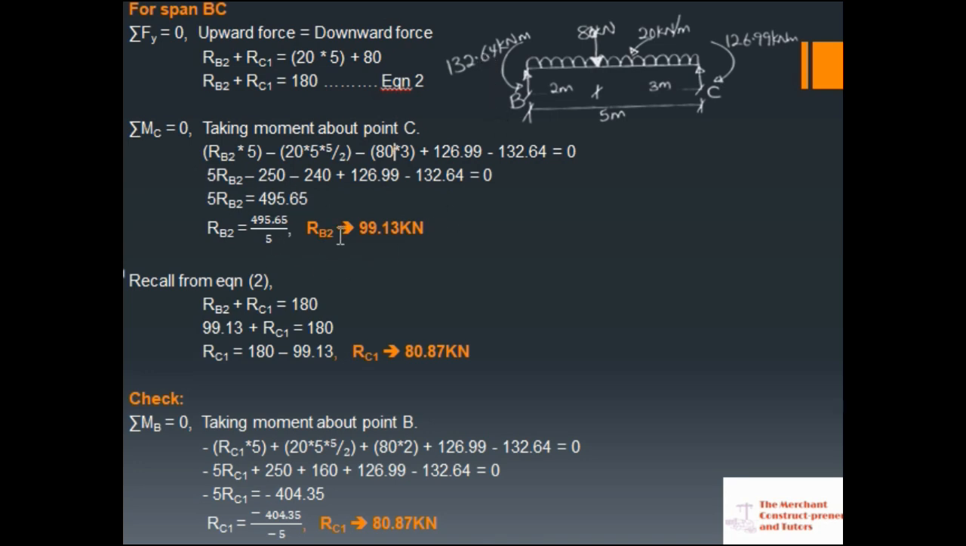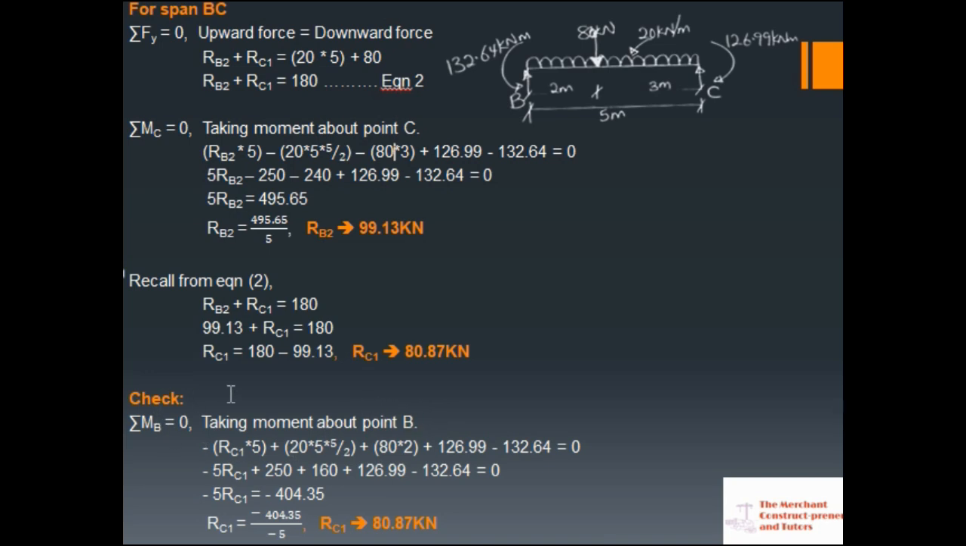So manipulating this, you have RB2 equals 99.13 kilonewton. Substituting this value for RB2 in equation 2, you have your RC1 as 80.87 kilonewton. I hope you understand. Just take your time and understand this principle. It's just a repetition of what you have done before. I'm just taking my time to explain this so that what you did not catch the first time, you're going to catch it now and understand it very well.